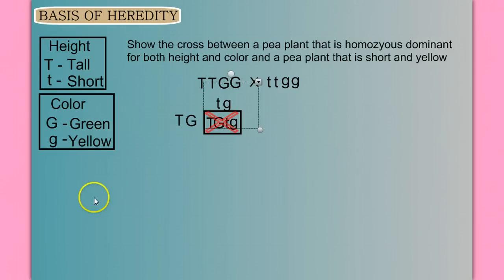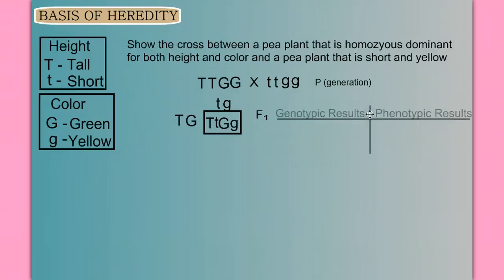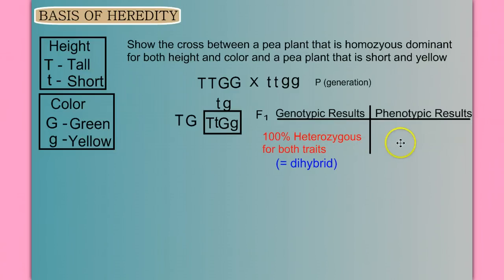We don't want to write it this way. When we fill our boxes, we want to put the T's back next to each other and the G's back next to each other. It makes it much easier to read. Now we can see the results. The genotypic results are 100% heterozygous for both traits. We can call that dihybrid. And the phenotypic results are 100% tall, green plants.